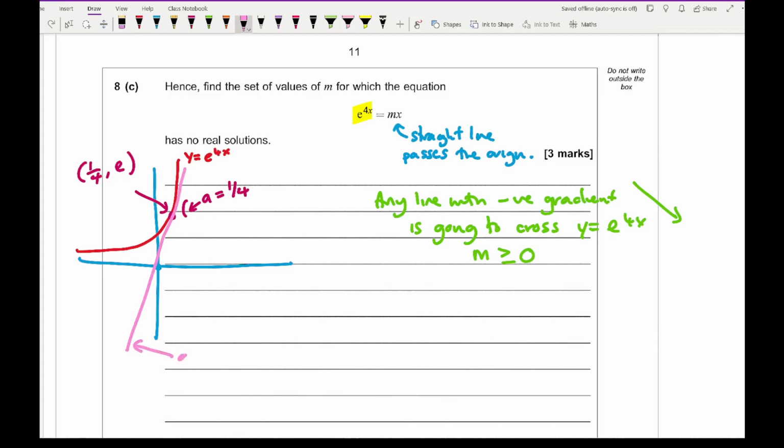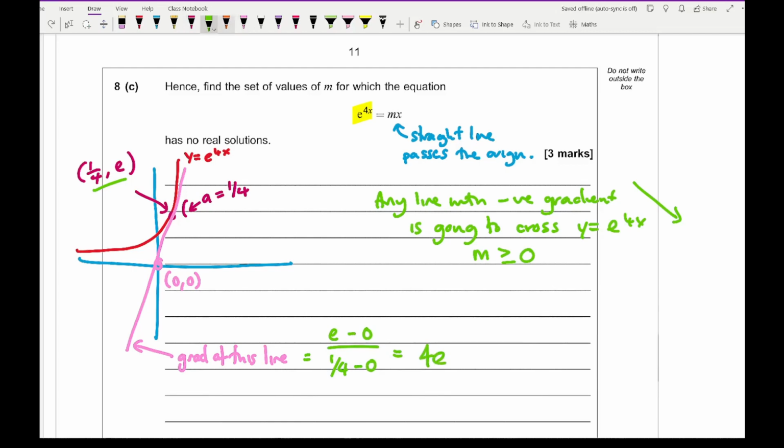So here, the gradient of this line, picking the 2 points that I know, which is (0, 0) and (a quarter, e), is going to be, well, if I take the e coordinate as my second coordinate, I've got (e minus 0) over (a quarter minus 0). And that's going to simplify to 4e.